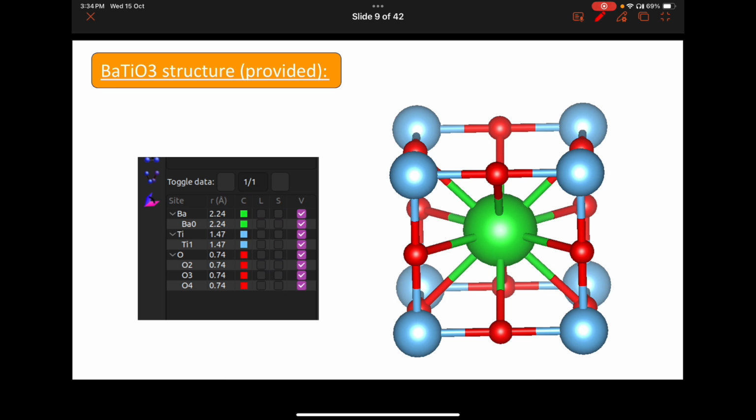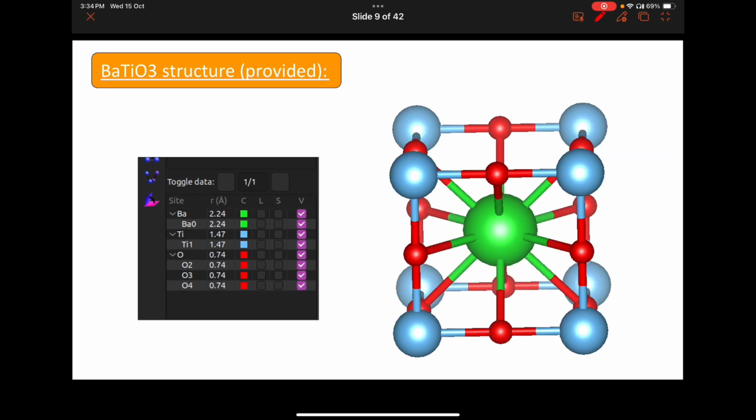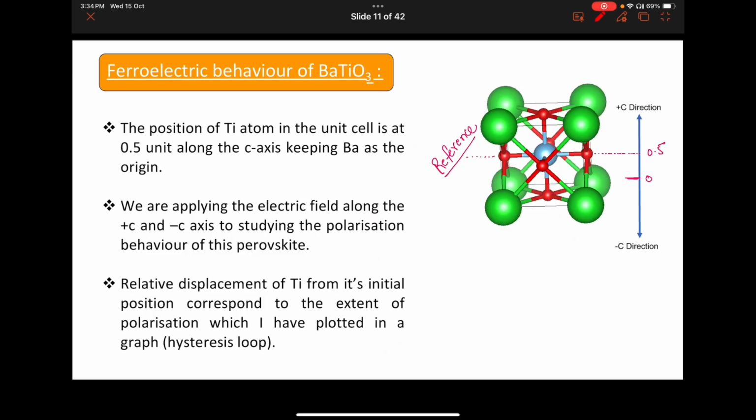We have shifted our origin from the typical default representation, in which barium is at the origin, titanium is at the body center, and oxygen is at the face center. But in the model provided, we have shifted our origin from barium to titanium, and barium is now at the body center. Titanium is at the origin, and oxygen is still the same. This is the structure visualized using the VESTA software.